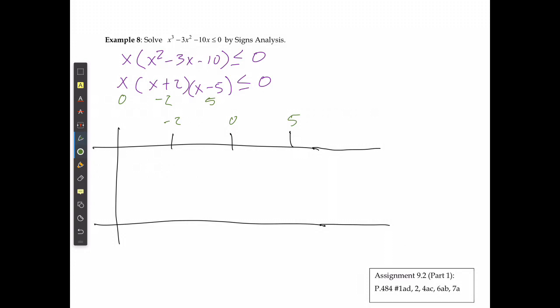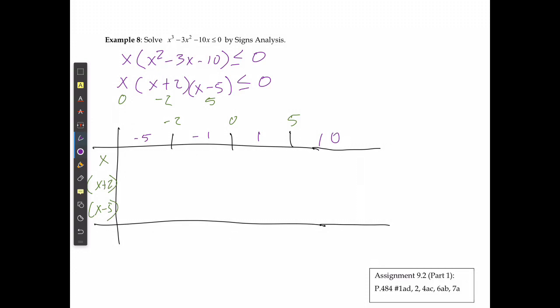Then I'm going to list my factors on the left-hand side and say my factors are x, x plus 2, and x minus 5. I'm going to pick a number to substitute in. Well, doesn't really matter. So if I want one that's less than negative 2, say I have negative 5. If I want one that's between negative 2 and 0, negative 1. If I want one between 0 and 5, I'll take positive 1. And if I want one bigger than 5, I'll do 10.